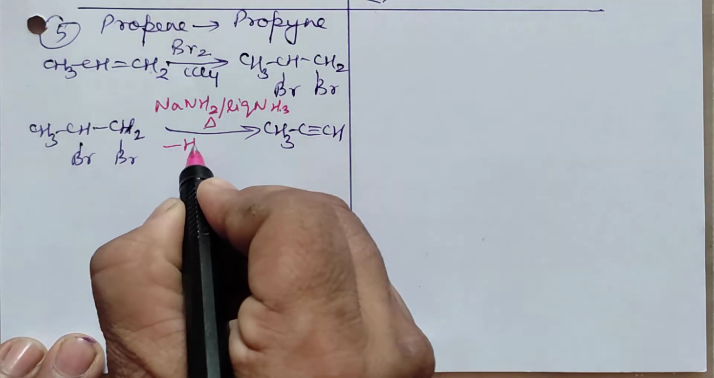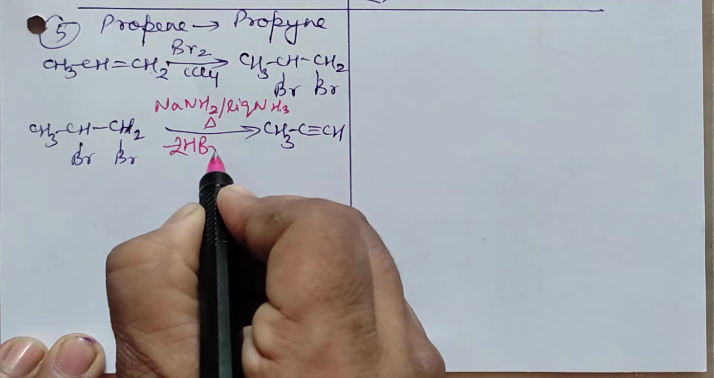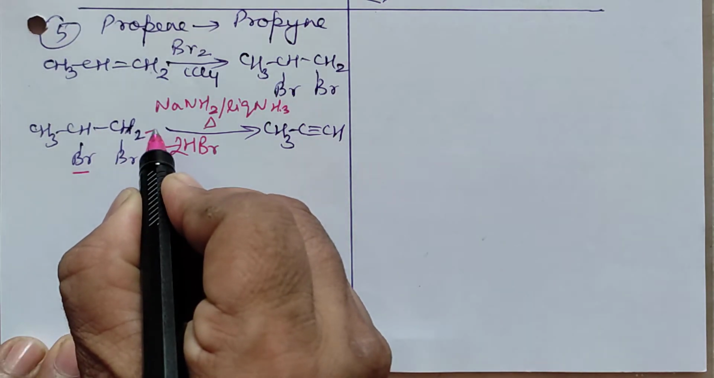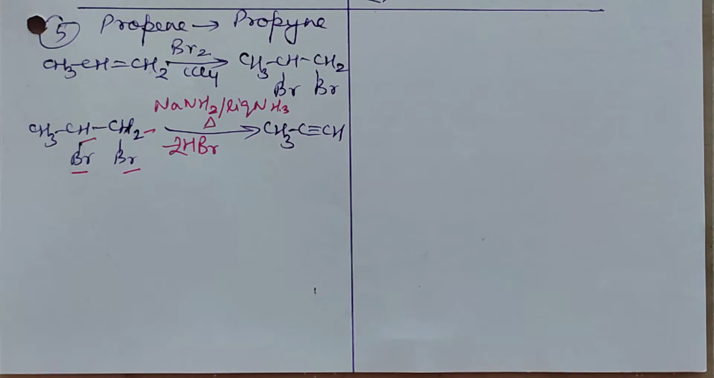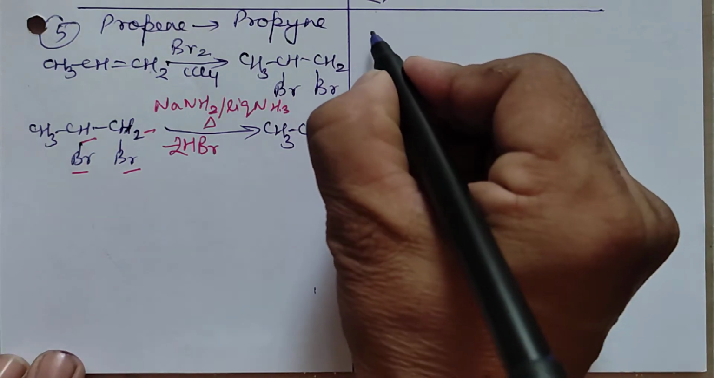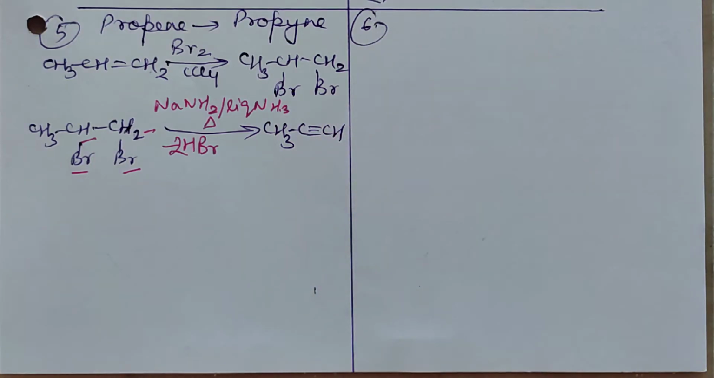2 HBrs will be removed. 1 Br, 1 H here, 1 Br and 1 H. That is what we were looking for. We wanted to prepare propyne and this is what it is. Okay, so we got propyne. Right? Moving on to the sixth conversion now.